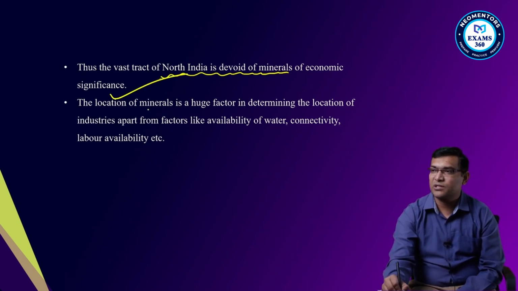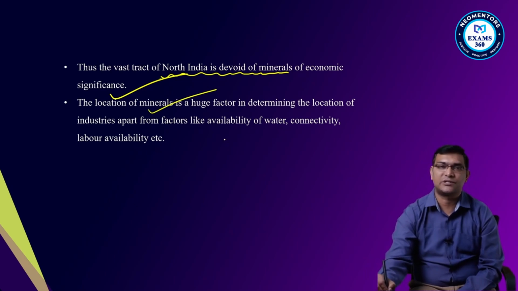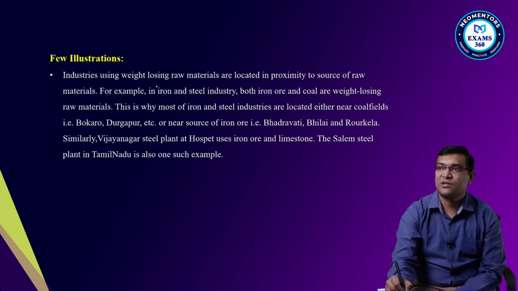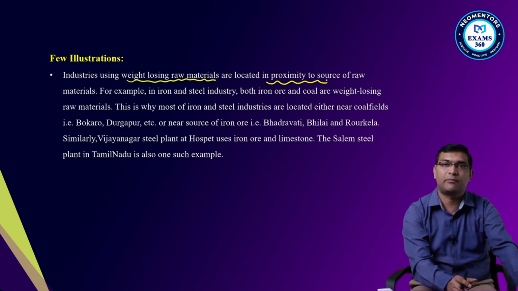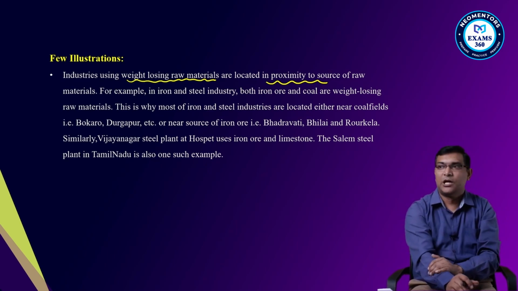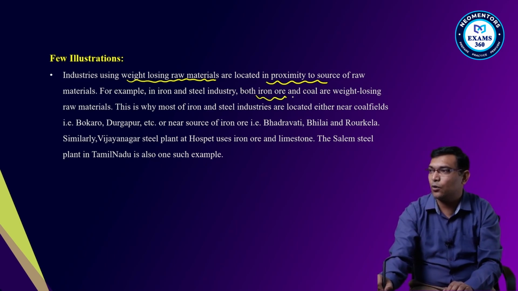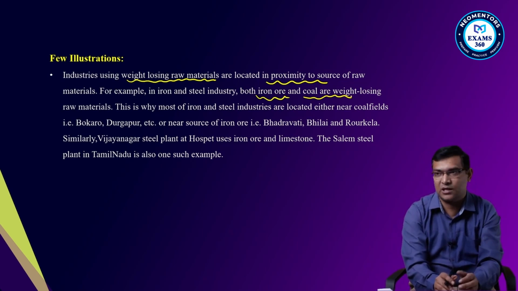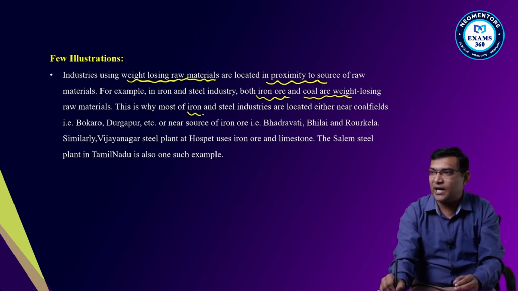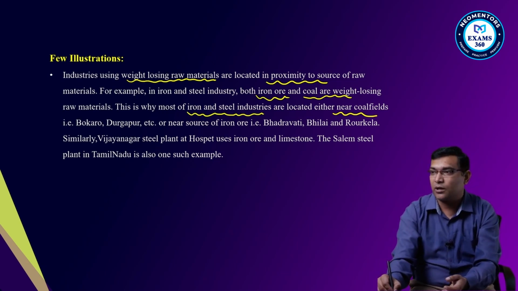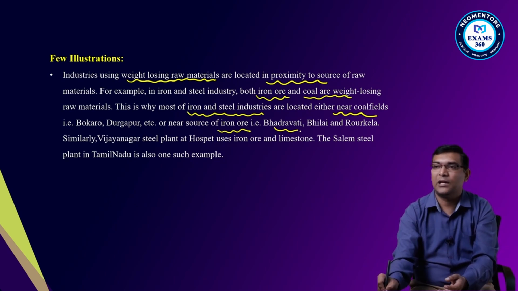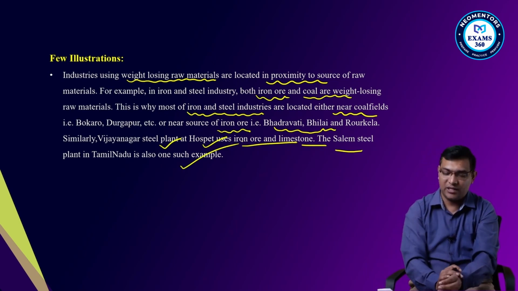So the location of minerals is a huge factor in determining the location of industries. For example, industries using weight-losing raw materials are located near the source, for example the iron and steel industry. Both iron ore and coal are weight-losing raw materials. This is why most iron and steel industries are located near coal fields like Bokaro, Durgapur, etc., or near the source of iron ore. Okay, Bhilai, Rourkela, Vidyasagar steel plant, Hospet in Karnataka, iron ore, limestone. The Salem steel plant of Tamil Nadu is one of the examples.